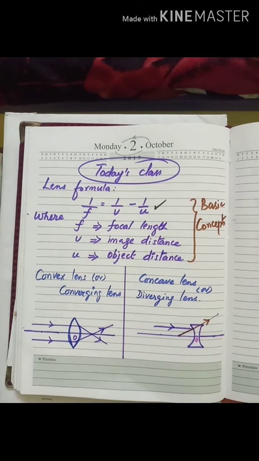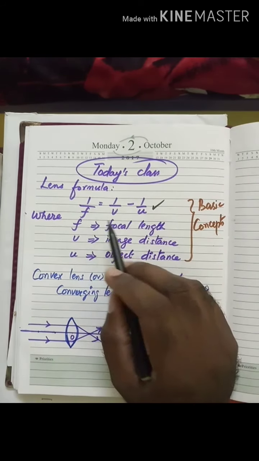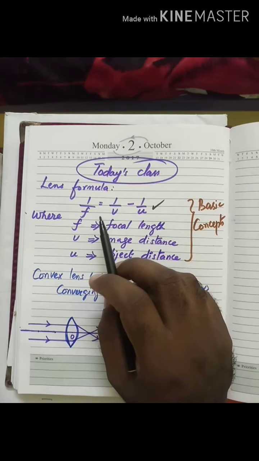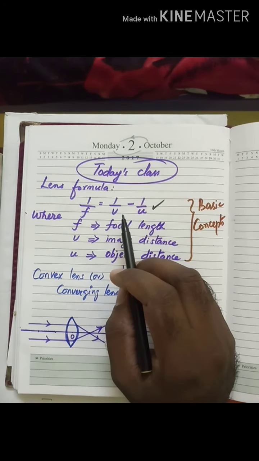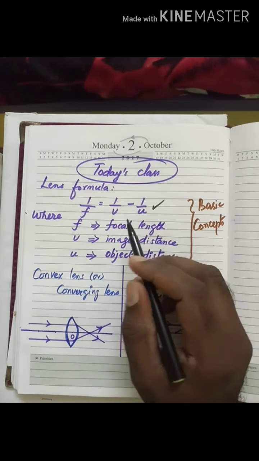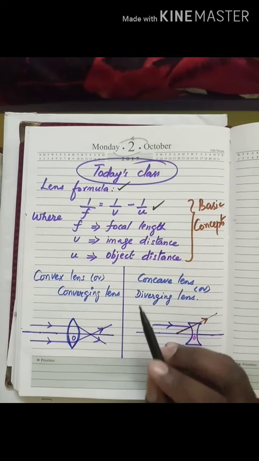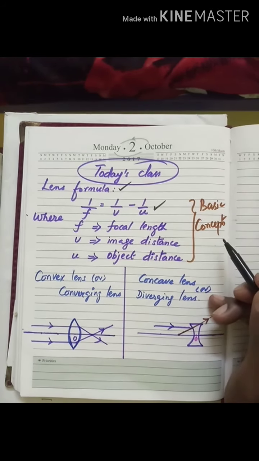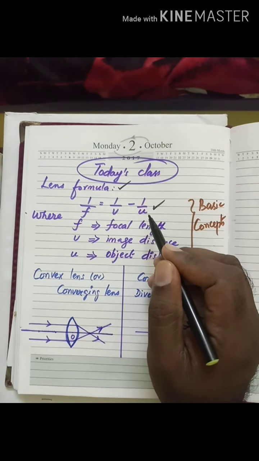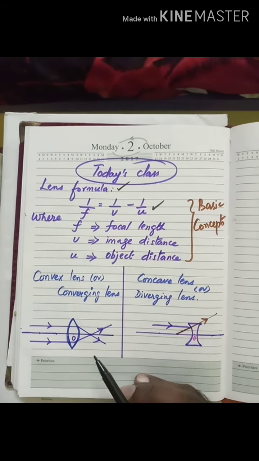Dear students, in the last video we learned about some numerical problems calculated with the formula 1/f = 1/v - 1/u, which is called the lens formula. In this video I am going to explain some basic concepts behind this formula. Let us go to the class right now.